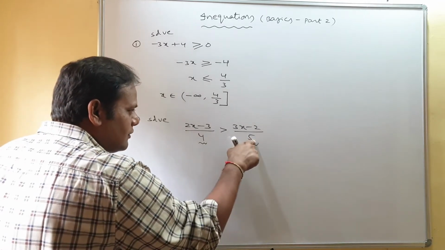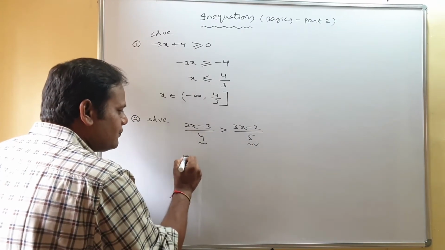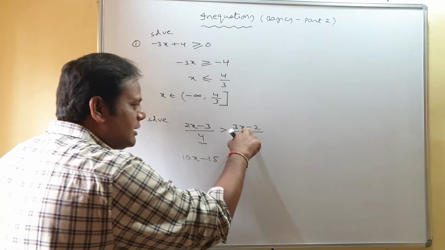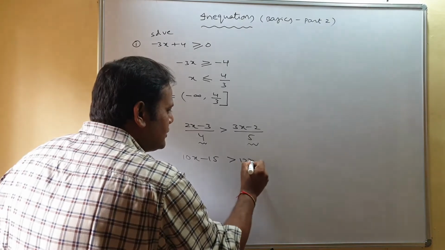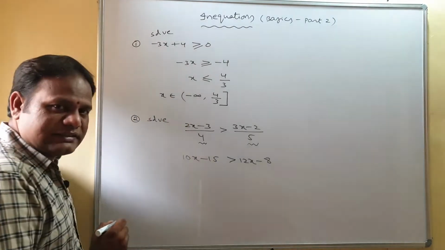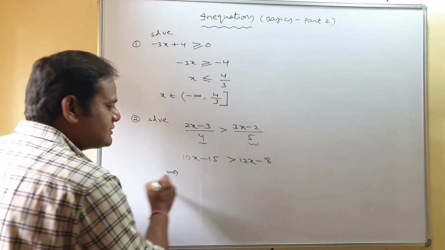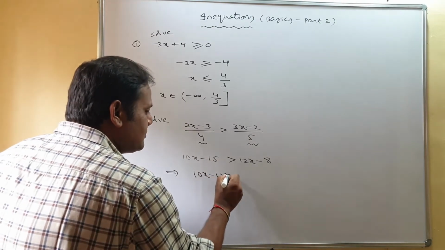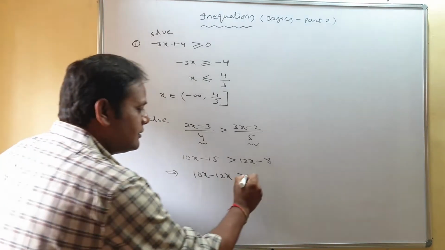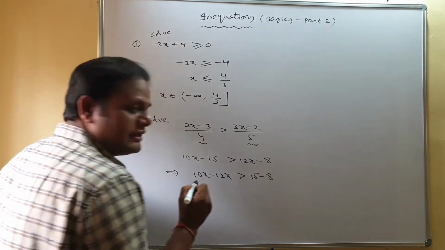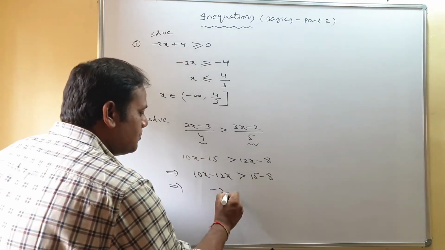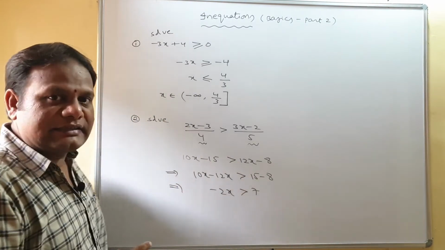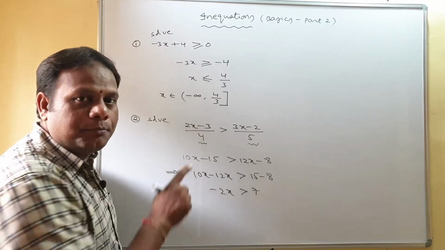So do cross multiplication. What you can get? 5 into this, that is 10x minus 15 is greater than, multiply this with 4, it becomes 12x minus 8. You have to find x value. Shift 12x to the left hand side. 10x minus 12x is greater than 15 minus 8. So what is this? Minus 2x greater than 7. Now to get x, you have to divide with minus 2.